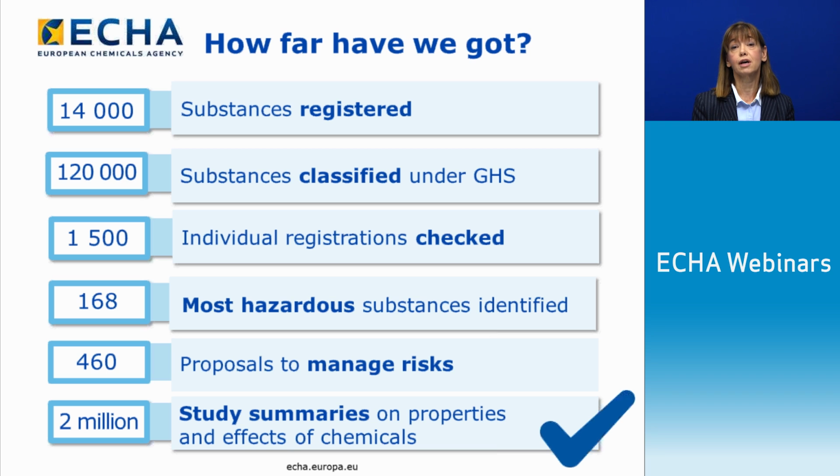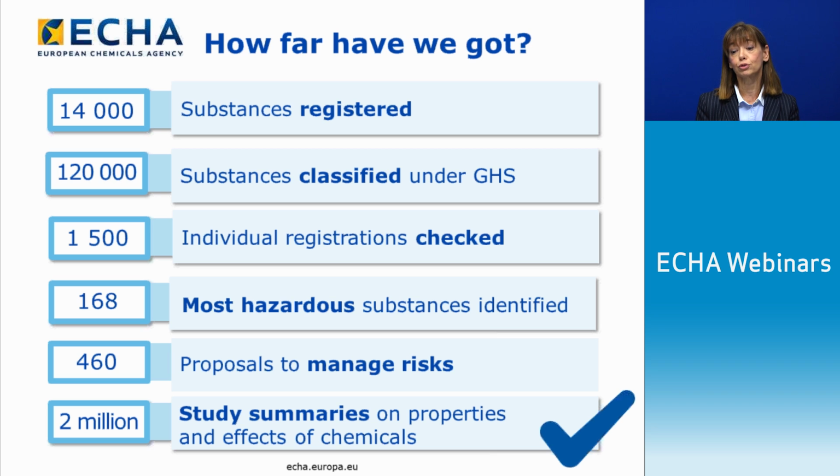120,000 substances have been classified. And what this means with classification is that the companies have looked at their properties and now provide labels, with safety advice on the labels and the packaging of the substance or the products. Of course, if needed, it's not needed in all cases.